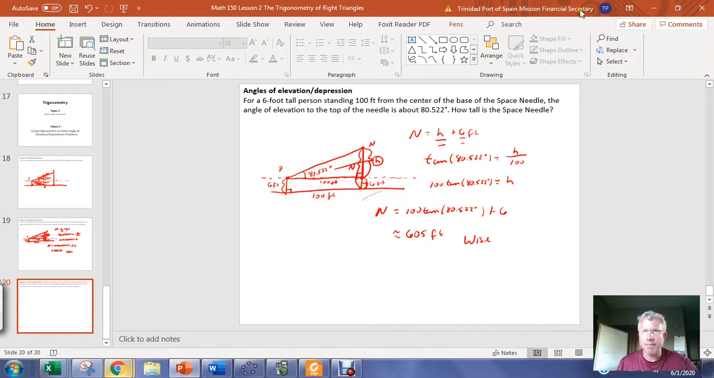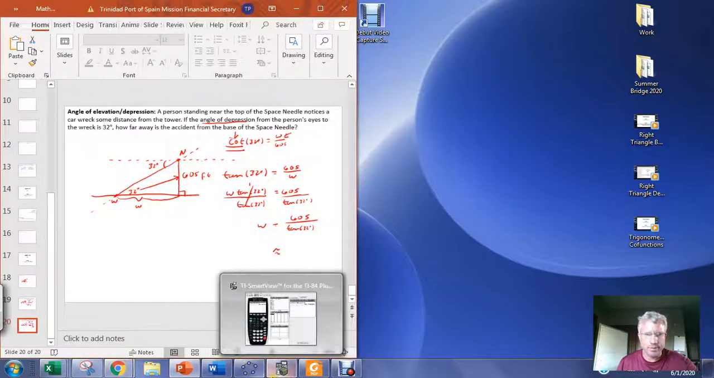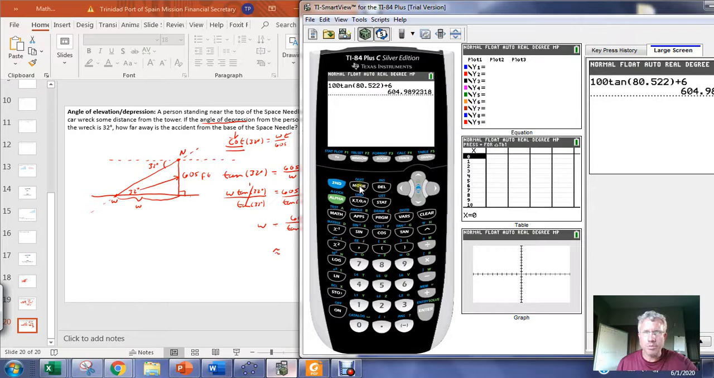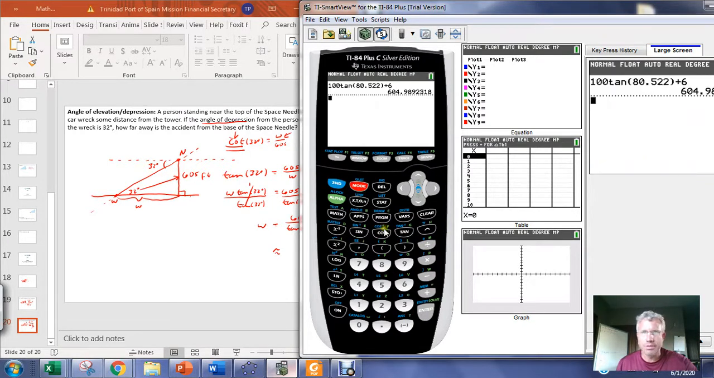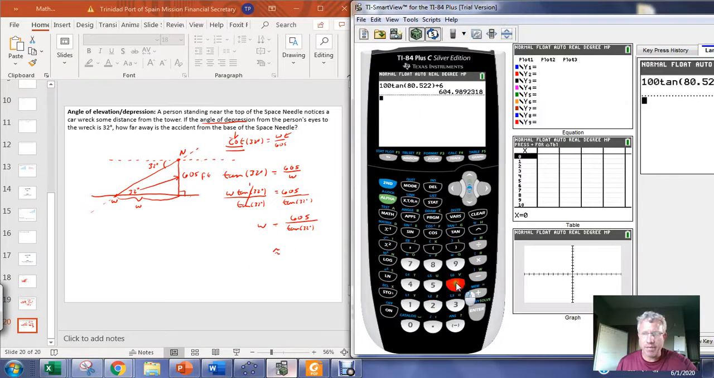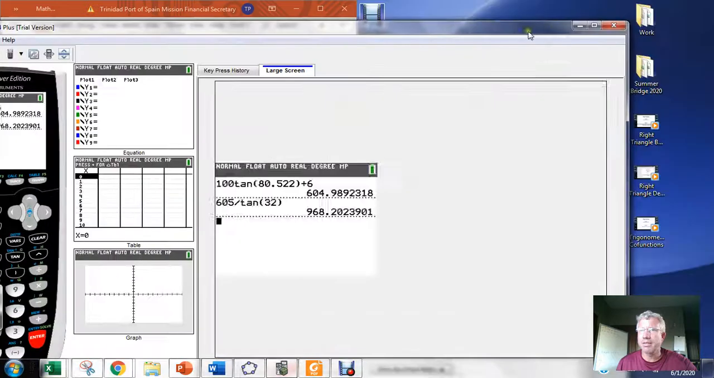We'll keep that. We go to the calculator. Should still be in degree mode. Yep, still in degree mode. Second, quit. And we're going to take the 605 and divide that by the tangent of the 32 degrees, and that's going to be about 968 feet.